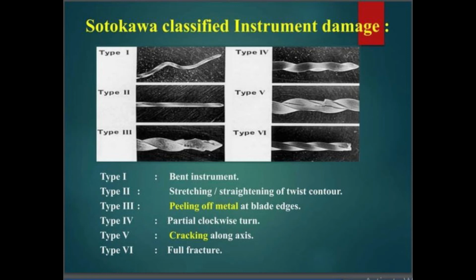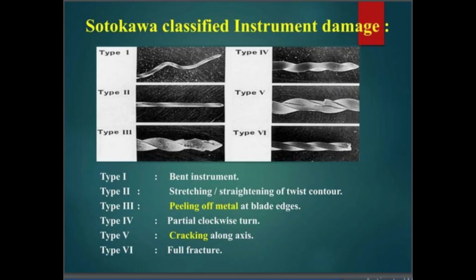Type 1 of Sotokova classification is the bent instrument. Type 2 is straightening of the twisted flutes. Type 3 is the peeling of the metal at the blade edges. Type 4 is the clockwise twist. Type 5 is cracking of the instrument along the long axis, and type 6 is the full fracture of the instrument.